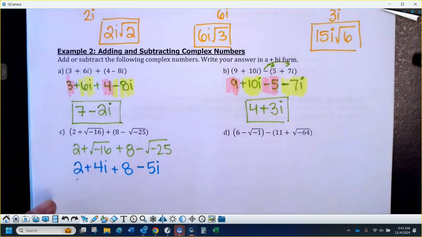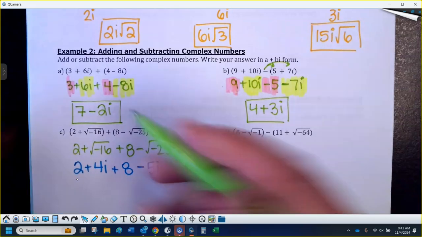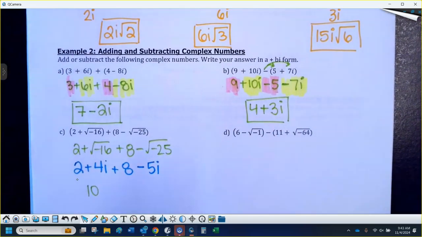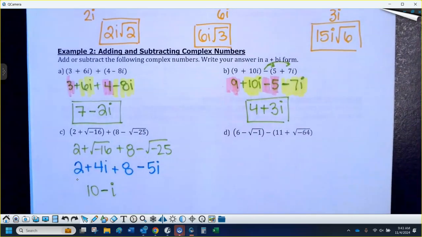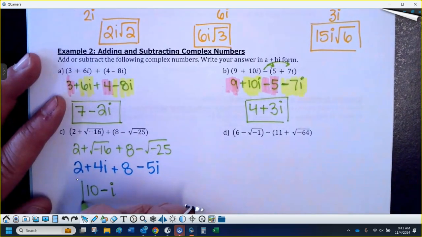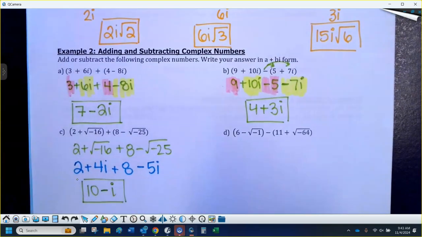And then, just like we did in the last question, put the real parts together and the imaginary parts. 2 and 8 would give you 10. And then 4i minus 5i would just be minus 1i. I would probably just write minus i. If you want to put the 1 in front, that's totally fine.